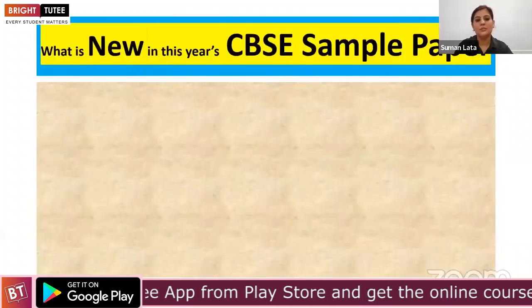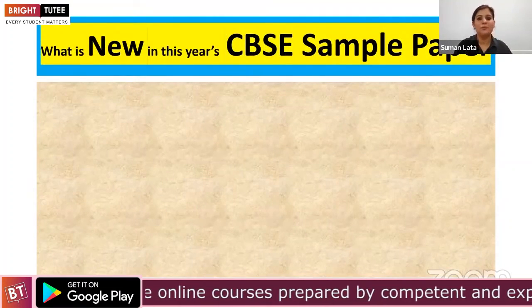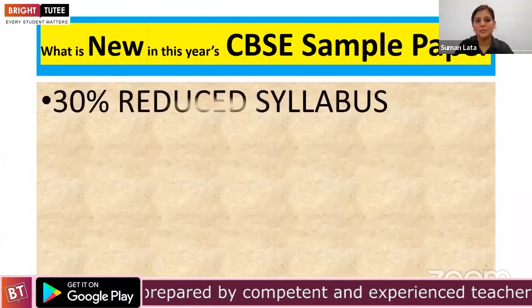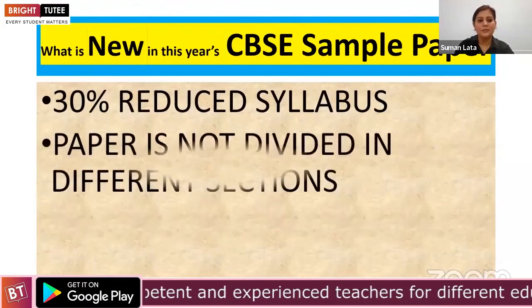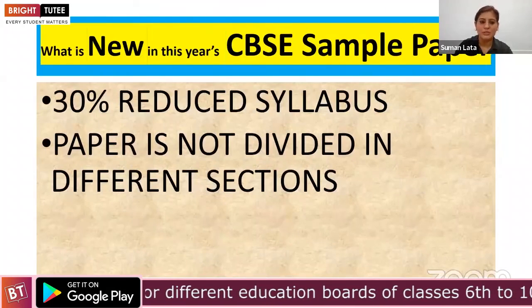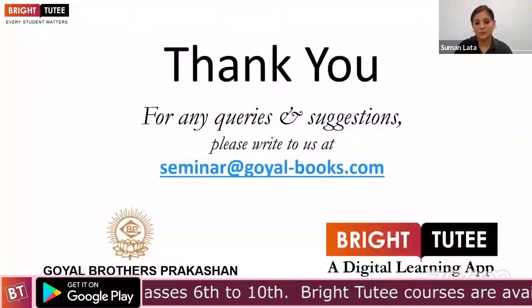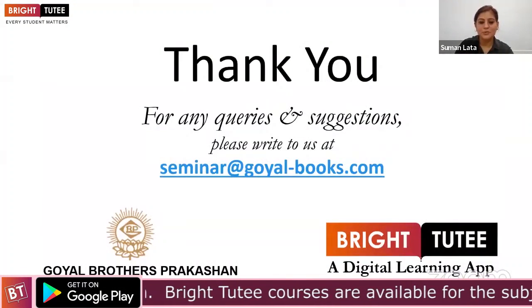And what is new in this CBSE sample paper? In this CBSE sample paper, we are following 30% reduced syllabus and paper is not divided in different sections. Total 1 to 12 questions are there. No different choices, only internal choices are there. Total 12 questions.